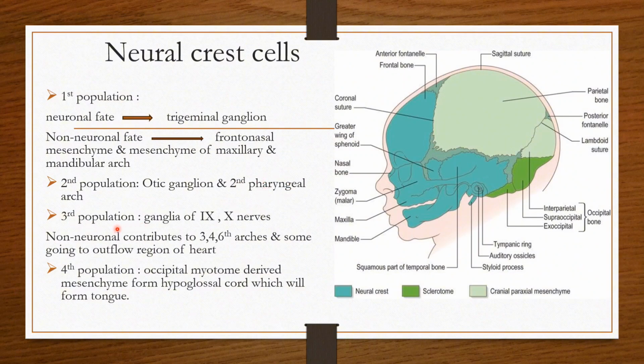Then the third population forms the ganglia of cranial nerve 9 and cranial nerve 10, and the non-neuronal contributions to the third, fourth and sixth arches, and some even go to the outflow region of the heart. So this is the third population. Then the fourth population comes from the occipital myotome. Here you can see the occipital myotome derived mesenchyme forms the hypoglossal cord, which will form the tongue. So the fourth population enters the area of the developing tongue.